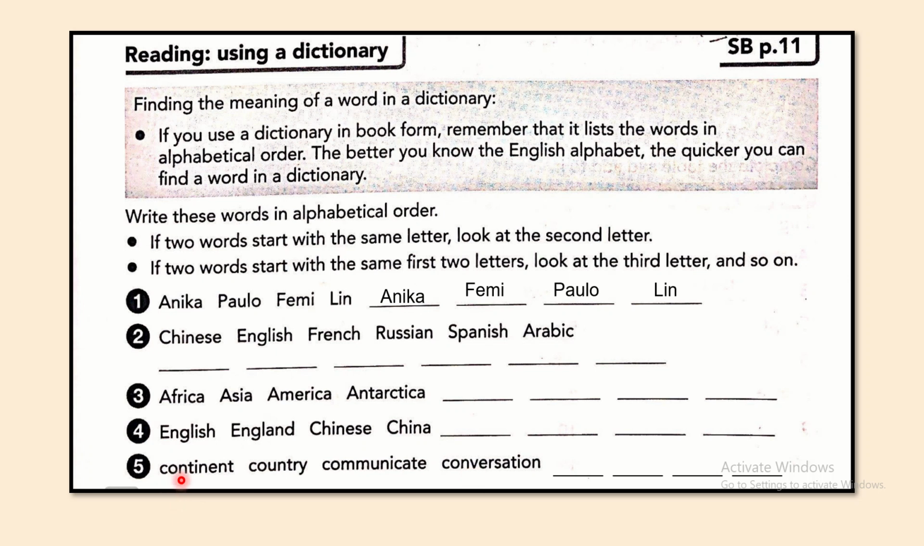N, U, M, and N. Alright, so M comes before N and U. So we'll write communicate first. And then we have two words with the same third letter, that's N. So we'll look for the fourth letter now, T and V. T comes before V. So our second word would be continent. And like so, we have to arrange the words in alphabetical order.